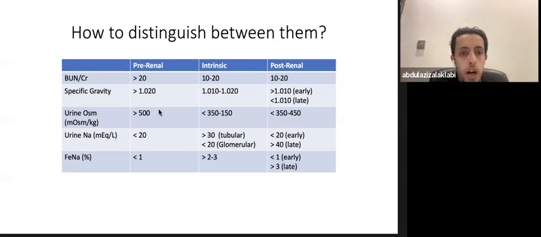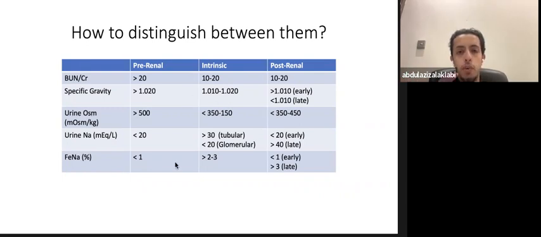And as I said, the urine osmolality will be more than 500 or more than 550. This is because you're reabsorbing a lot of water, and you're going to have a very concentrated amount of urine. The urine sodium itself, the amount of sodium in the urine, is going to be low, because as we're reabsorbing water, the sodium will follow. And as you're reabsorbing a lot of sodium, you're going to have less sodium in the urine itself. And the fractional excretion of sodium is going to be less than 1%, again, as a result of the increased water reabsorption and the sodium reabsorption as a result.